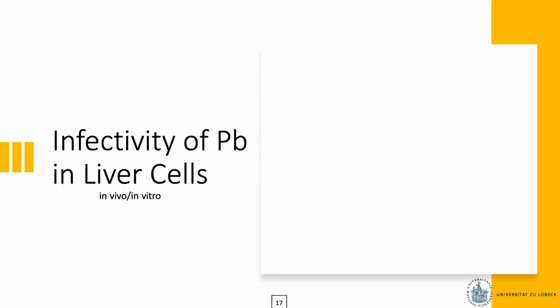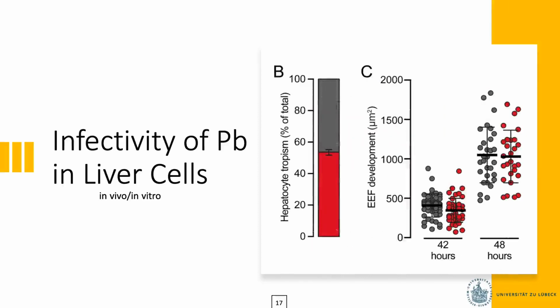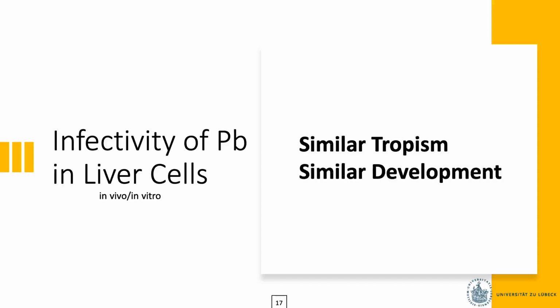To check the infectivity of PB in liver cells, they used both in vivo and in vitro model systems. Here's a histological section of humanized FRG mice, with developing sporozoites visible both in the mice and human tissue area. And here we can see the relative amount of infected liver cells, and the development over time. Gray means mouse, and red human, and the results for the two are very similar. From this we can gather that PB has similar tropism and development in human and mouse hepatocytes within a humanized mouse. These results were further substantiated in human and mouse cell cultures.